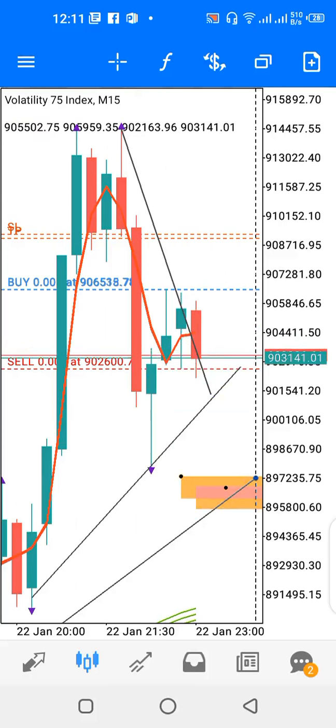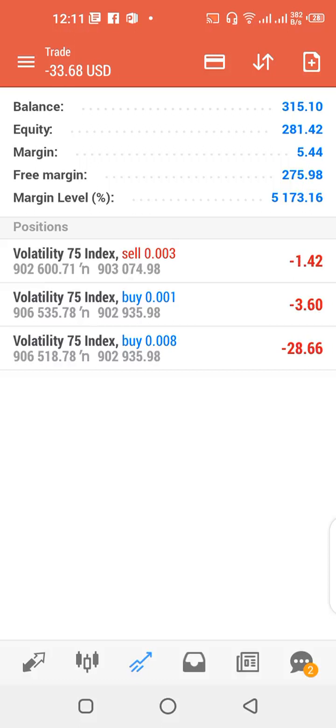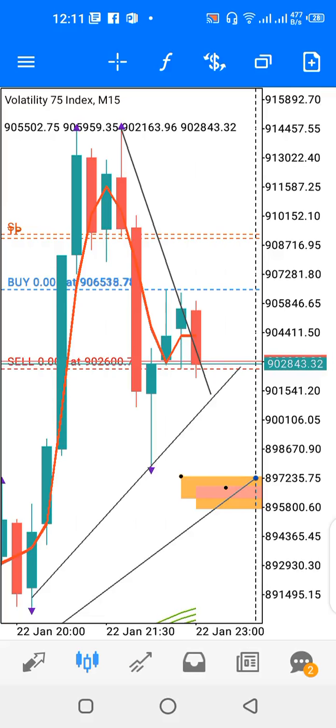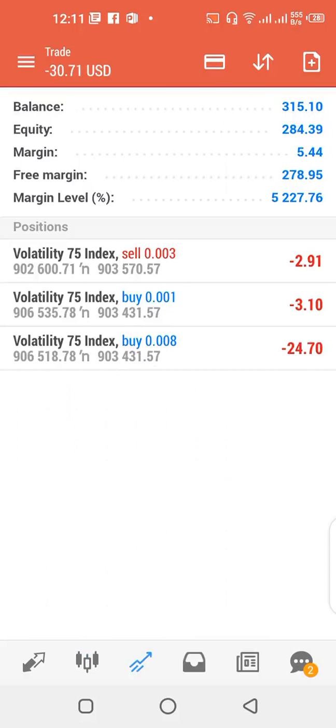I still have a free margin of 275, so I'm not in doubt, I'm not scared, I'm not afraid of the trade. I'm confident that whatever happens, I'll close out with a break even or close out with some profit. But for now, my balance is 315.10.